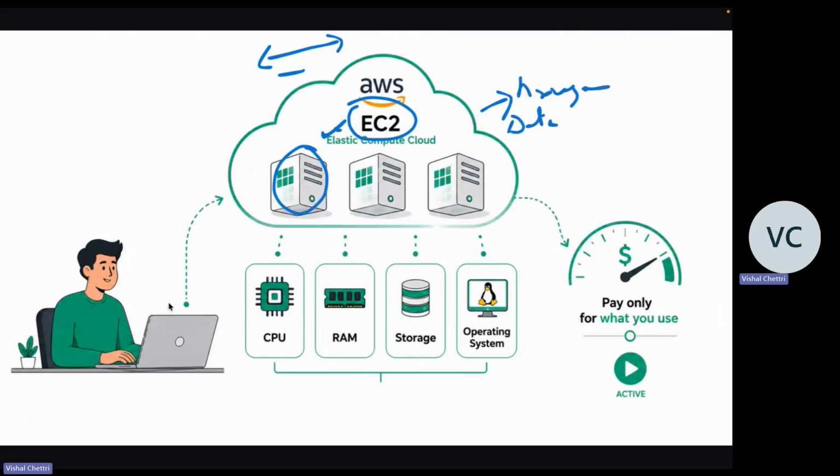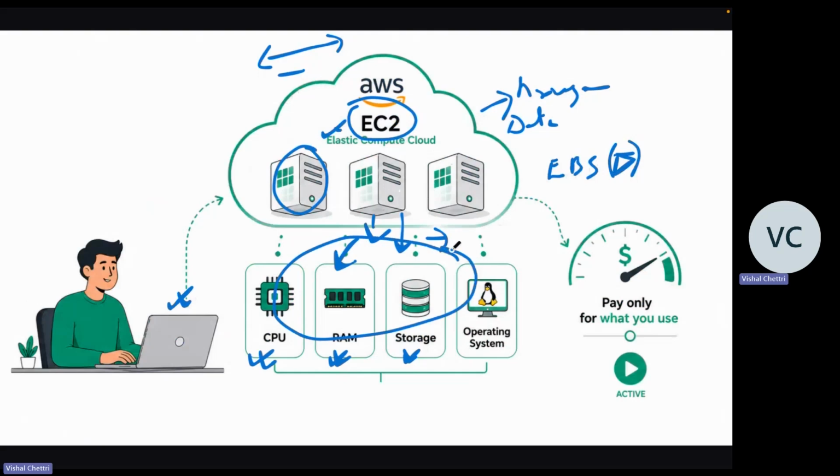Just like your laptop or desktop, you have your own CPU, you have the RAM, the storage and the operating system. Likewise, EC2 has its own virtual CPU, the memory, and an attached EBS volume. Now, what is an EBS volume? We'll have a separate video on this. So that is what EC2 actually is, right? You can increase the size, you can increase the storage, and you only pay for what you use. You are only paying for the storage you are using here.